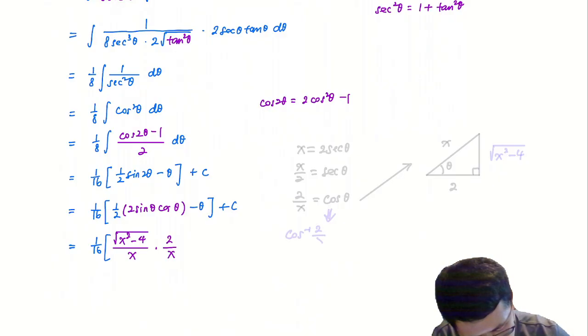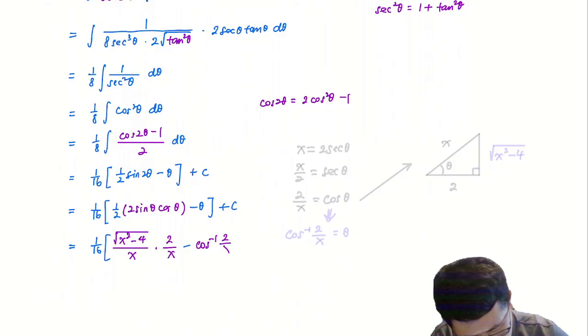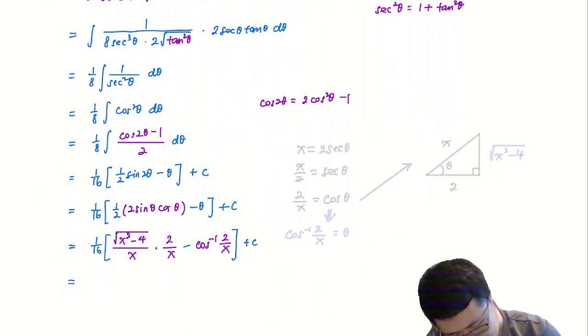Cos inverse of 2 over x is equal to theta. So I will just make use of this for the substitution. So cosine inverse 2 over x, plus c. So let's tidy this up now.